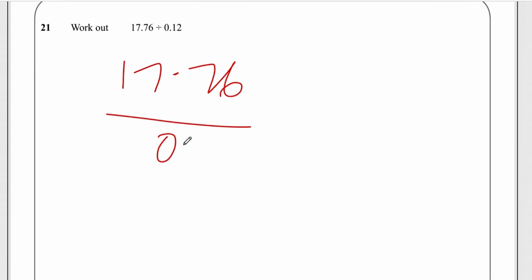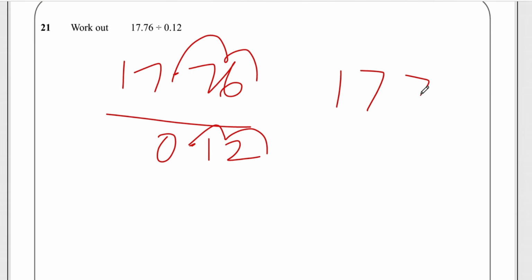17.76 divided by 0.12. So what do you do? 17.76. You're not using a calculator for this, so you should be able to do that manually. So you move 2 places to the right. We go 1, 2, and move another 2 places to the right. You go 1, 2. So that is 17.76 divided by 12. And when you do this division, okay, that will give you 148.